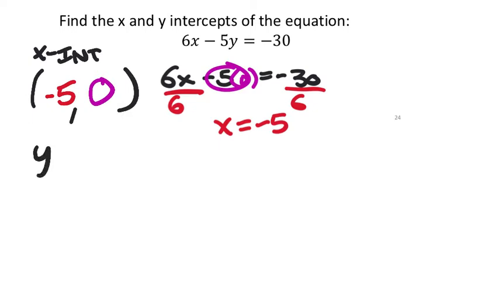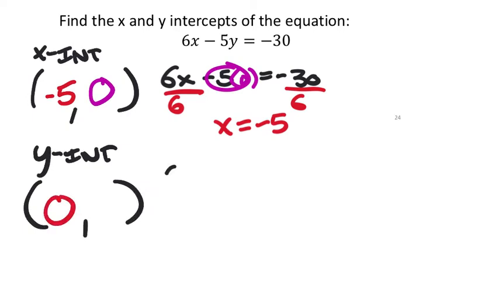And then for the y-intercept, the x value now will be 0. Okay, so let's go back to the equation. 6x minus 5y equals -30.